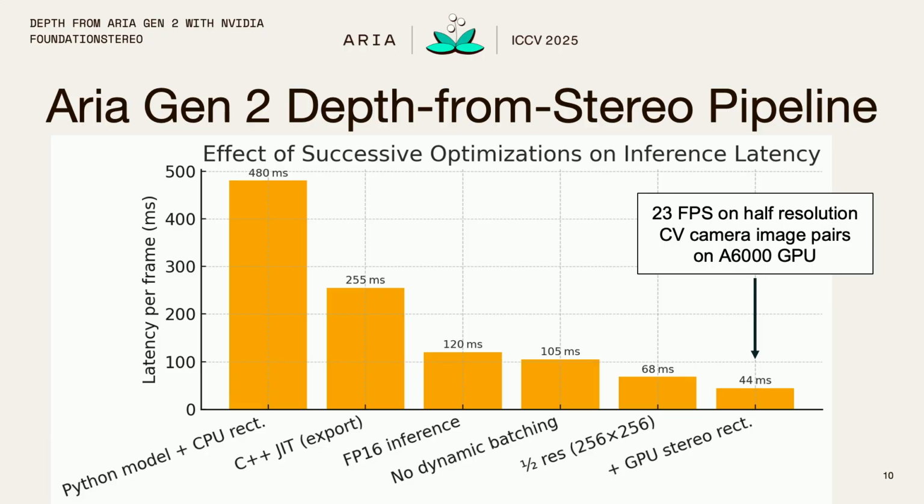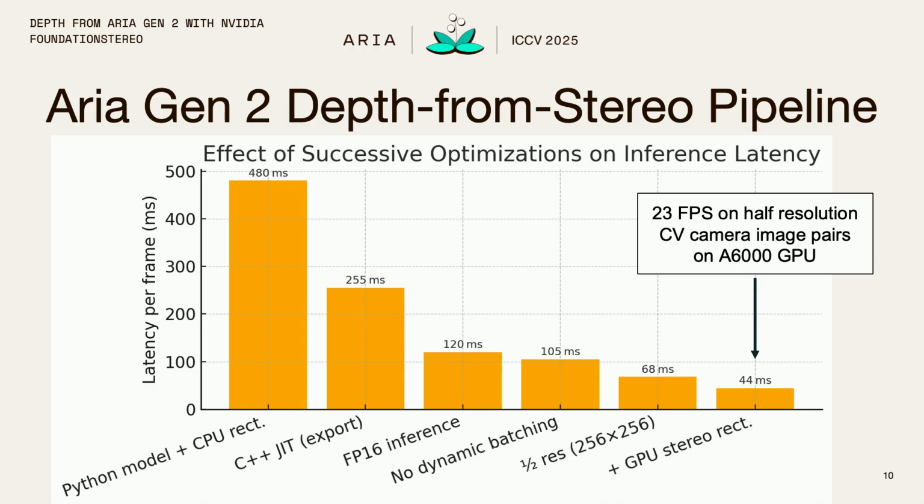So finally, how can we actually make this run fast? Because if you run this out of the box on the GPU, and this is an A6000 that we use for testing, it takes about half a second to run per frame to get the depth out. Now, we took a series of steps. One of them is exporting this, and then changing a couple of the parameters. For example, we're running this on 16-bit floating point instead of 32-bit. We turn off dynamic batching. In this case, we also reduce the size of the images by a factor of 2, making them half resolution. And then finally also put the stereo rectification on the GPU. With that, we end up with a system that runs at 23 frames per second on this A6000 GPU.